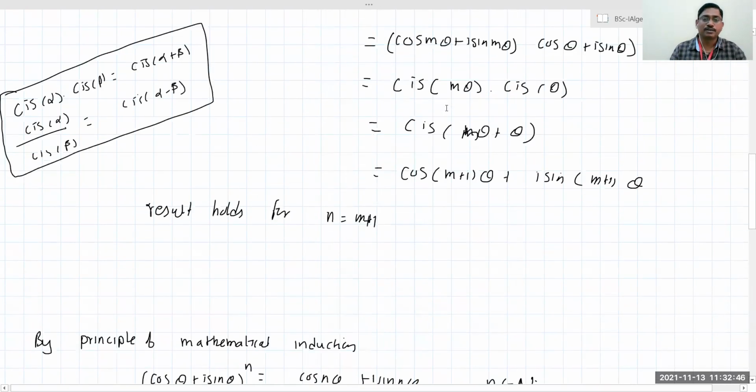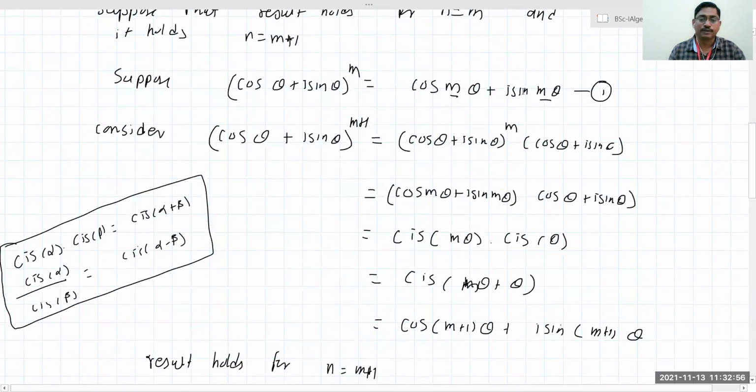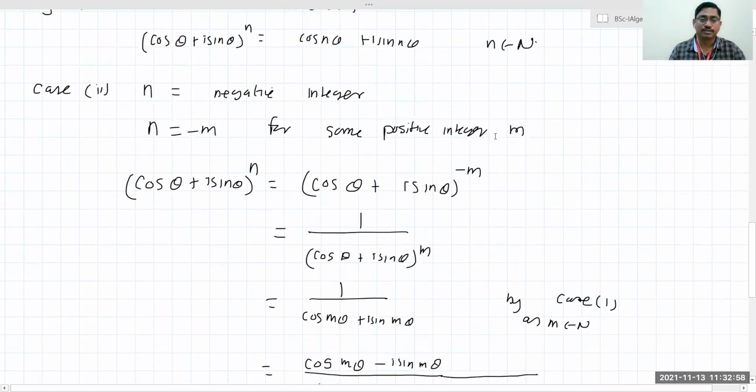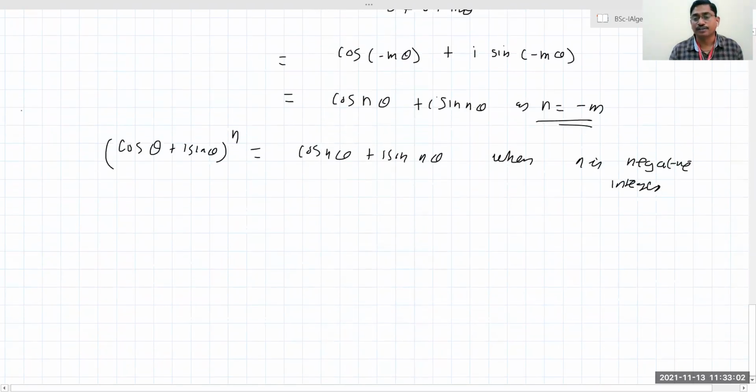What is the first part? If n is any positive integer, we apply the law of induction. For negative, we just prove case 1 by considering this. So this statement holds for all integers.